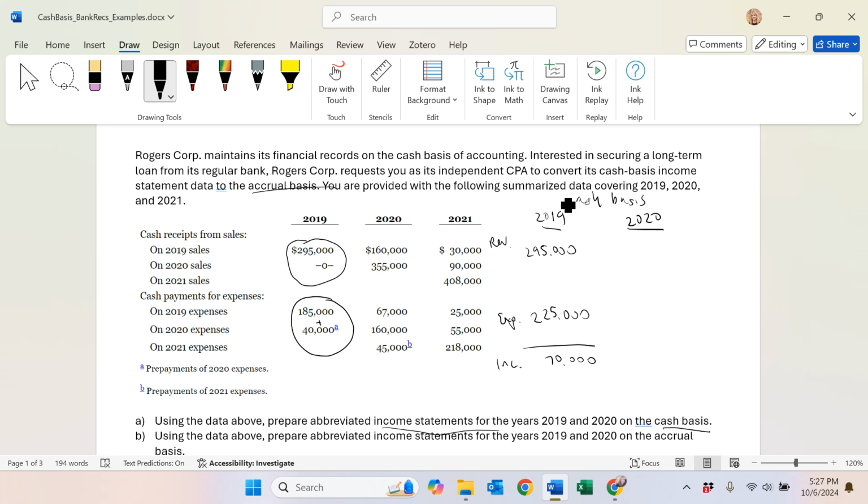For 2020, we don't care what the cash receipts relate to, what year of sales. We're just going to add the 160 and the 355, and we're going to get 515,000 for their cash-based revenues. And for the expenses, we don't care about what period they relate to. We're going to add the 67, the 160, and the 45 to get total expenses of 272,000 and cash-based income of 243,000.